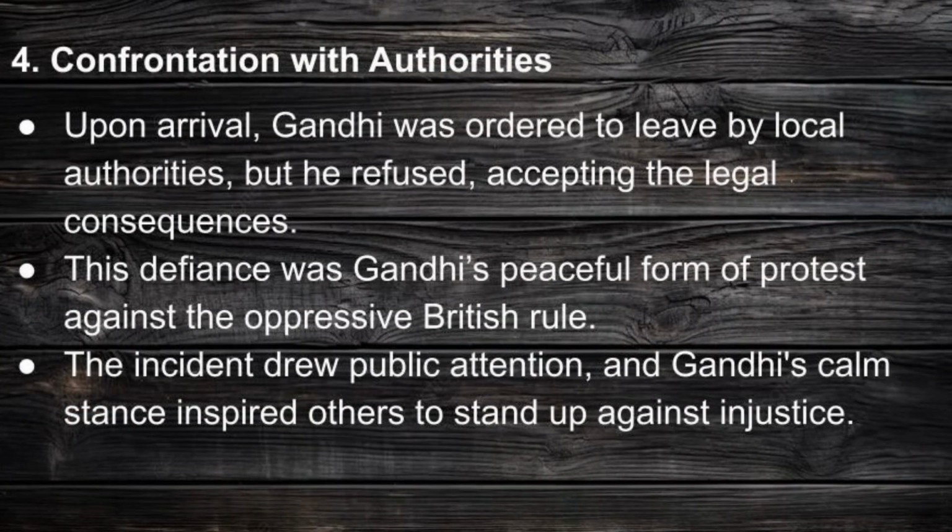and then help them. So, on reaching Champaran, Gandhi went to meet the British officials, but then he was ordered to leave by the local authorities. But he refused, accepting the legal consequences, because he wanted to know what was happening there. He refused to go. So, this defiance was Gandhi's peaceful form of protest against the oppressive British rule. Defiance means disagreeing. He disagreed to go back when the authorities asked him to go.